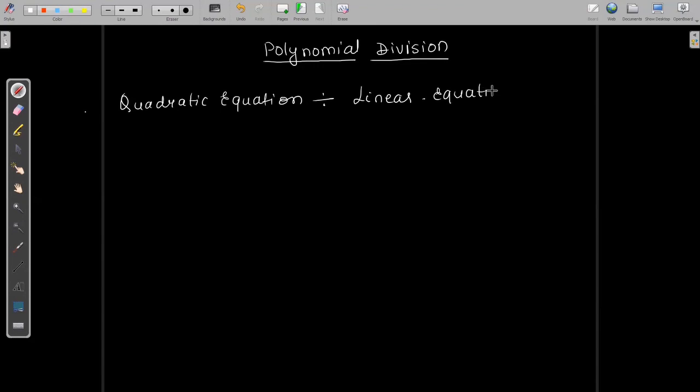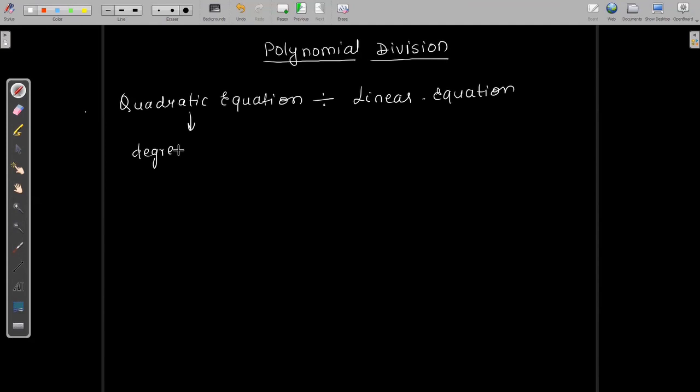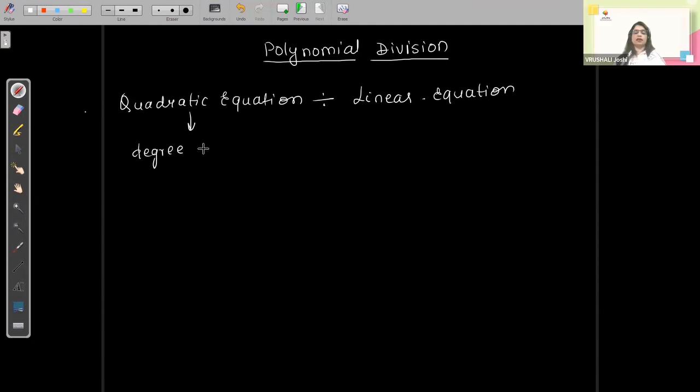Ma'am, with power 2, degree 2. Correct. A quadratic equation is an equation where the highest power is 2. That highest power is called the degree, so the degree of the equation is equal to 2. And a linear equation is one where the degree of the equation is equal to 1.